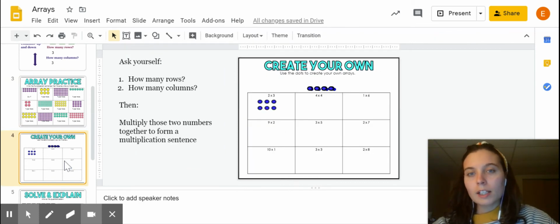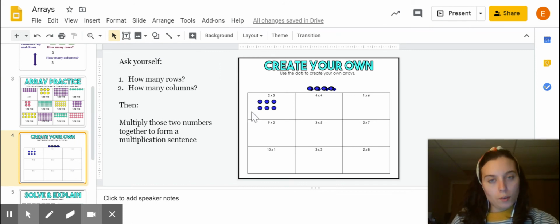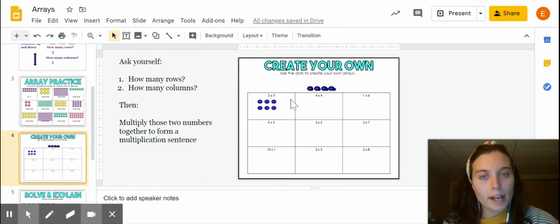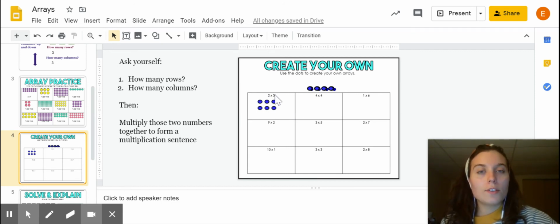Okay? This you have to create your own. All right? So all I did was I dragged dots to make this. So I asked myself, how many rows do I have to make? Well, it says 2 times 3. So 2 rows, I made 2 rows and then 3 columns. So 1, 2, 3.